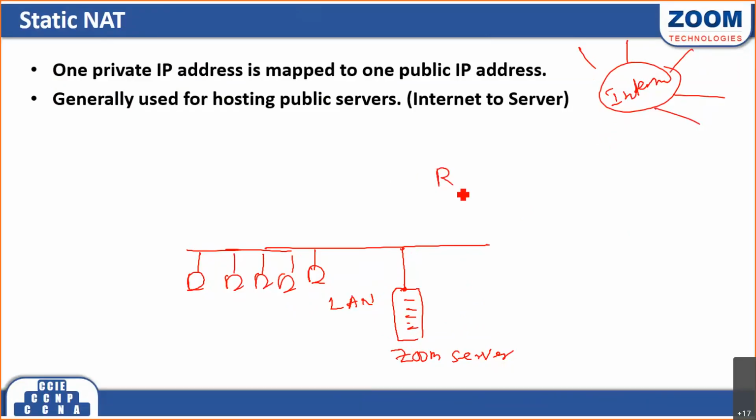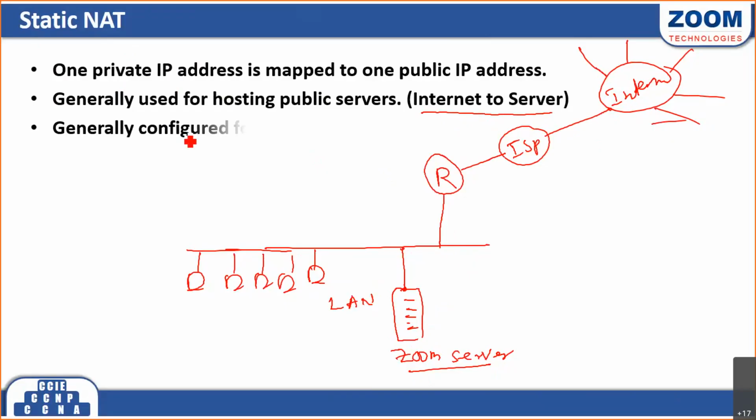So what we are doing is I'm using a router and I connected to the ISP, to the internet. So this Zoom public server, I want to host on the internet, means public users, the students want to use it. So for internet to server, the NATing we use is static NAT, generally configured for inbound traffic. Router LAN port and router WAN port.